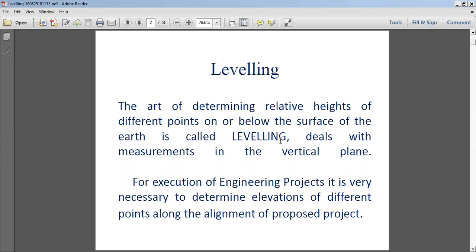For this purpose, we are using auto level, dumpy level, tilting level, theodolite, and Shillong-Har tracer. These are the instruments which we can use for leveling work to find the reading, or you can say find the relative height of different points on the earth surface. Basically, we are using mostly dumpy level and auto level for the leveling work.